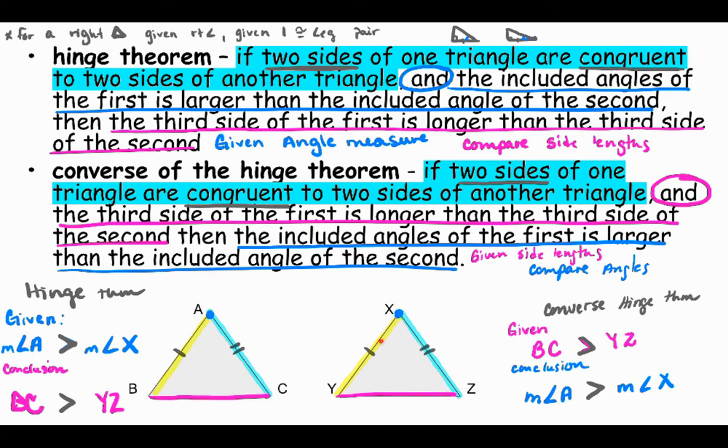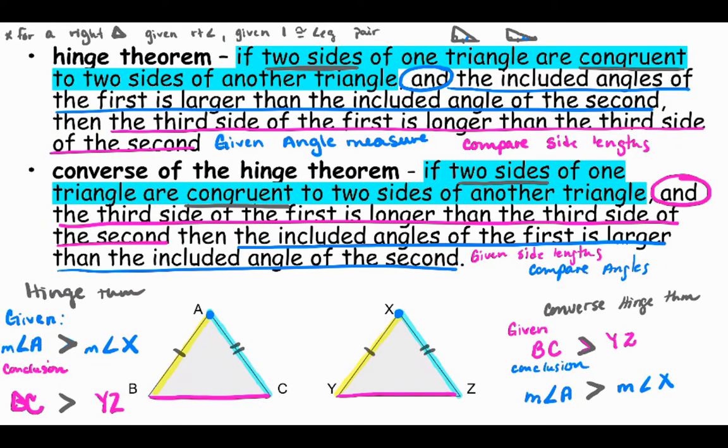So once again, we have to have congruent sides on our hinges, but this time we use our third side information in order to compare our hinge angle. Whatever inequality we have for the third side, we use the same inequality for the hinge angle.